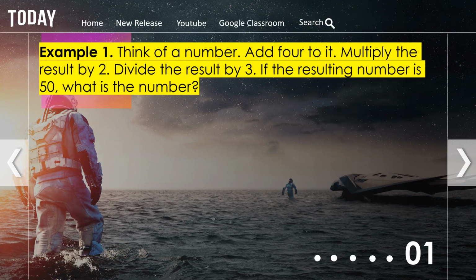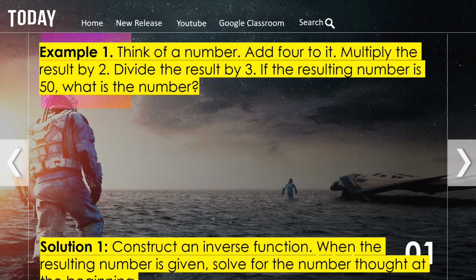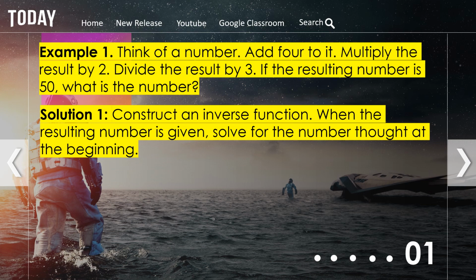So let us have a sample problem involving inverse functions. Number one: think of a number, add 4 to it, multiply the result by 2, divide the result by 3. And if the resulting number is 50, what is the number? So let us have the solution.